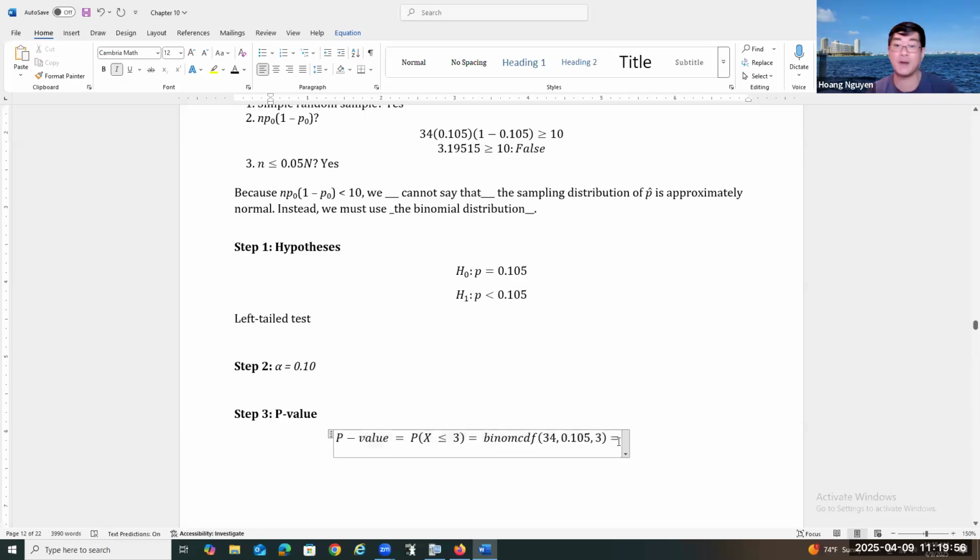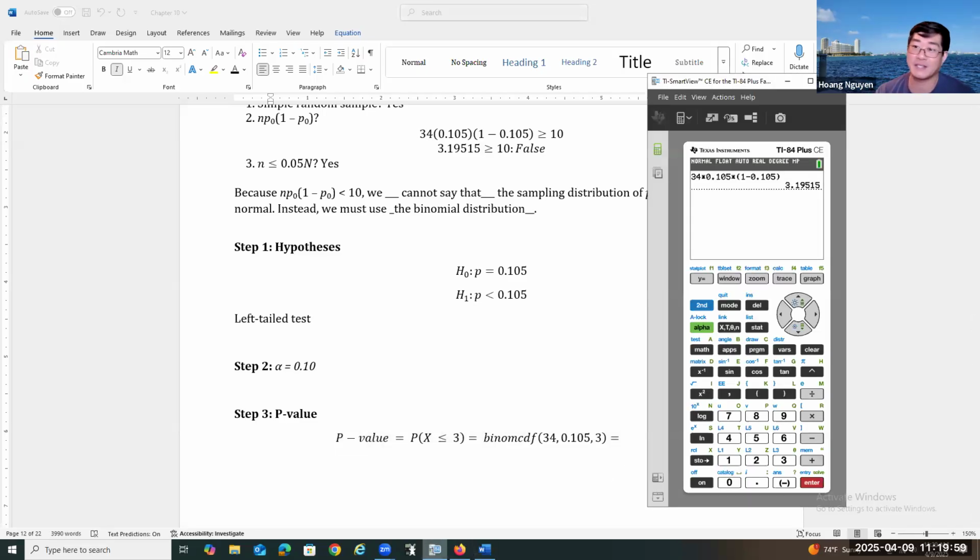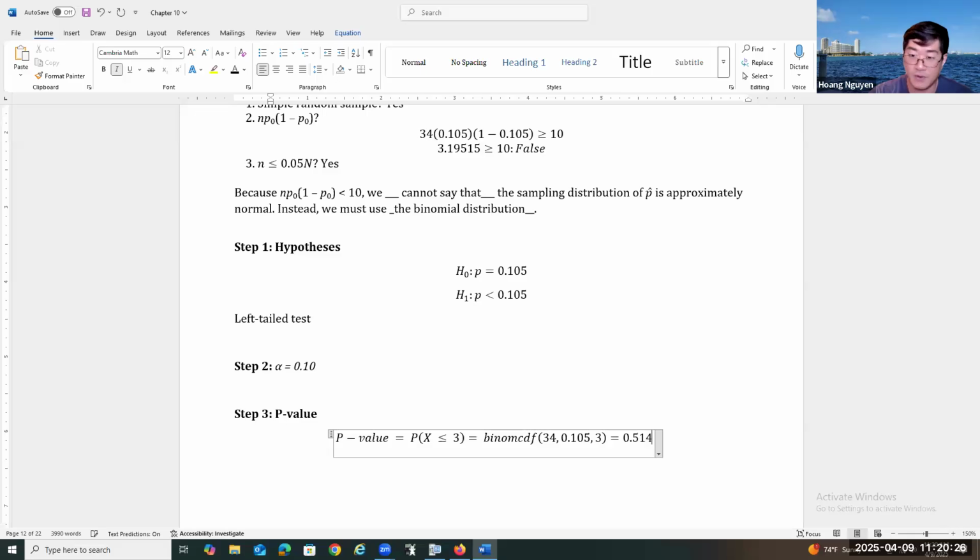Okay, so now we're going to use the binom CDF, everyone. You have to remember how we access the binom CDF, right? We go second var and then access the binom CDF. The number of trials is 34. The success rate is 0.105. And then the number of successes we want is 3. Okay, so that's going to be 0.5149. So that's step number 3, calculate the p-value.